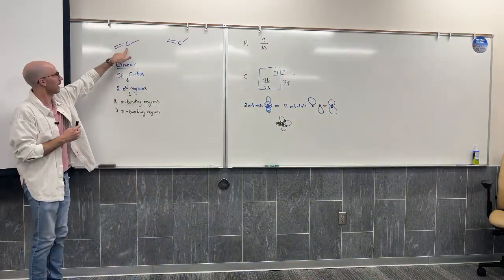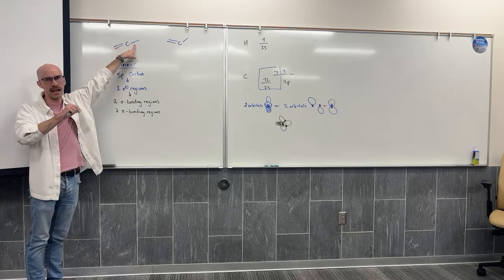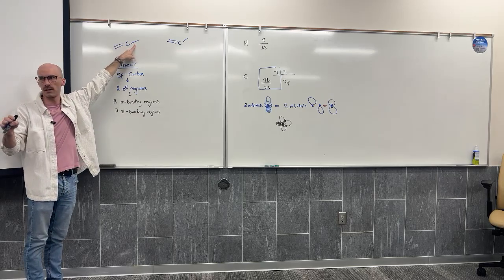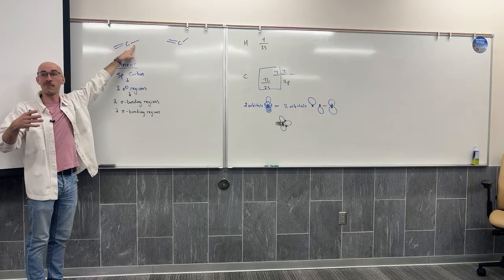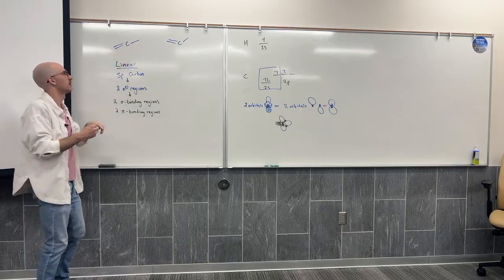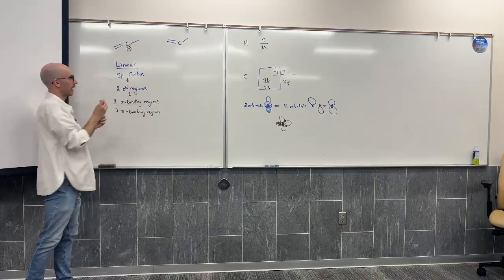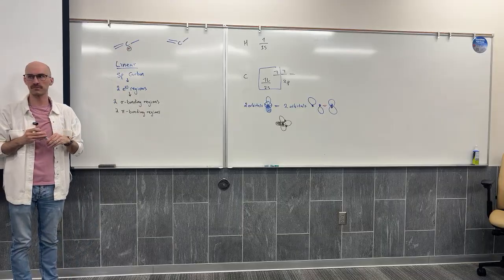So if I only have two electron regions, I can't have any more electrons on this carbon. There can't be lone pairs here. So that's 4 valence electrons minus the 3 bonding regions, proof that that carbon had a positive charge.